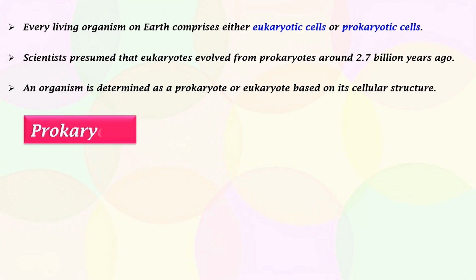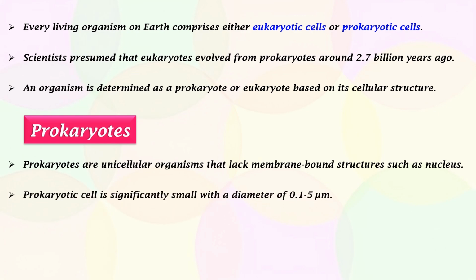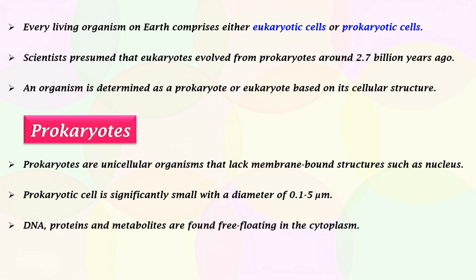Prokaryotes are small unicellular organisms without any membrane-bound structures such as a nucleus and endoplasmic reticulum. Prokaryotic cells are small, with a diameter of 0.1 to 5 micrometers. DNA, proteins, and metabolites are found free-floating in the cytoplasm. The two prokaryotic domains are bacteria and archaea.